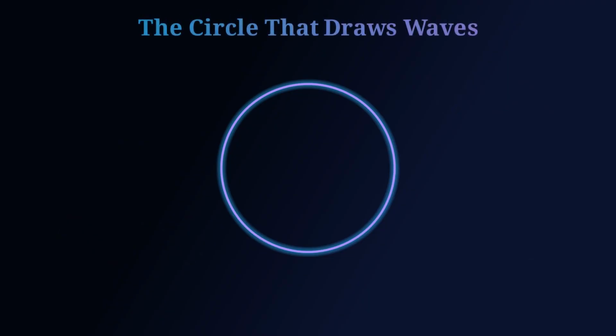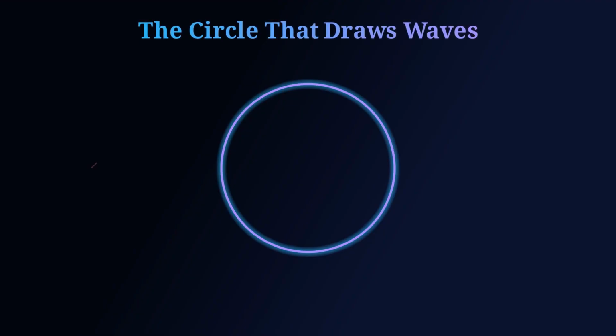By the end you will see exactly how spinning in a circle turns into a smooth, endless wave, and you will understand why two of the most famous curves in all of mathematics, the sine and the cosine, are really just two views of the same rotating point.